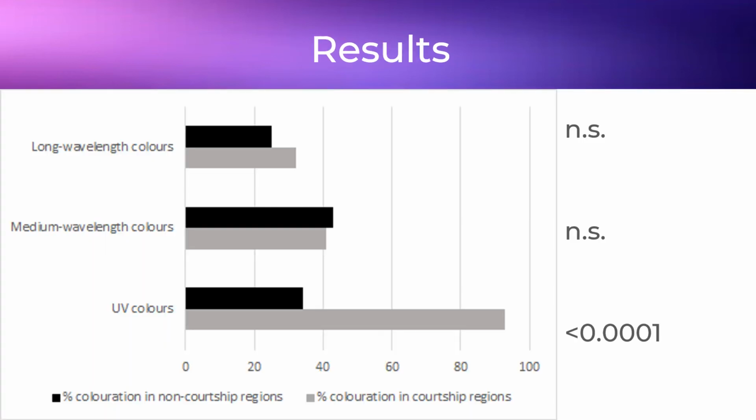The results show that UV reflective plumage was found in one or more body regions in 72% of the bird species. Then 93% of these birds had UV reflective plumage in areas of the body that were used in courtship displays. This graph shows how other colors, such as the long and medium wavelength colors, were not found to be significantly more prevalent in courtship regions, whereas the UV colors were significantly more prevalent in the courtship regions.